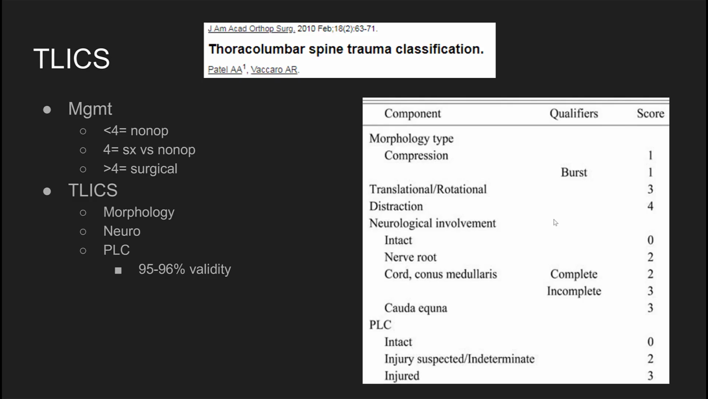Is that right? Mm-hmm, yeah. So you get 4 if you're distracted. So you get a lot of points. You get 3 points if the posterior complex is injured. Yeah, that's a lot of points. That almost puts you to surgery. Right. So cauda equina, yeah.